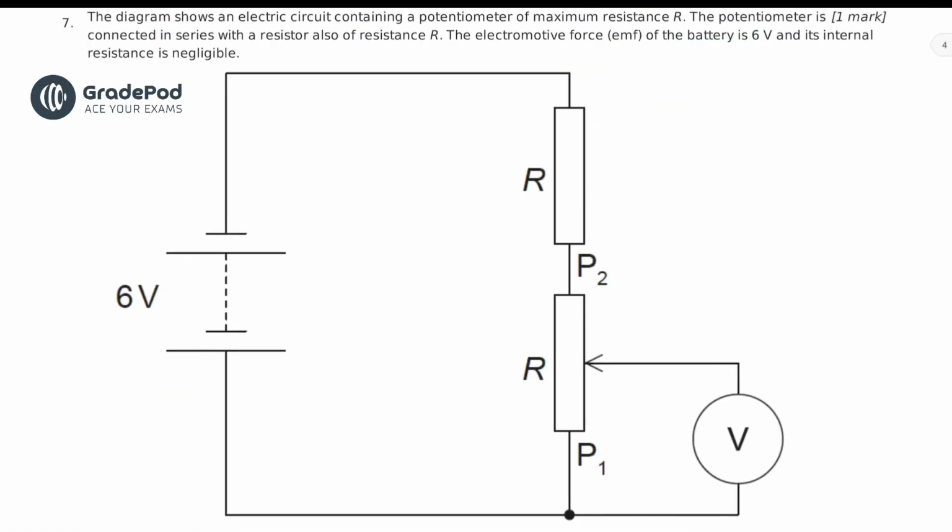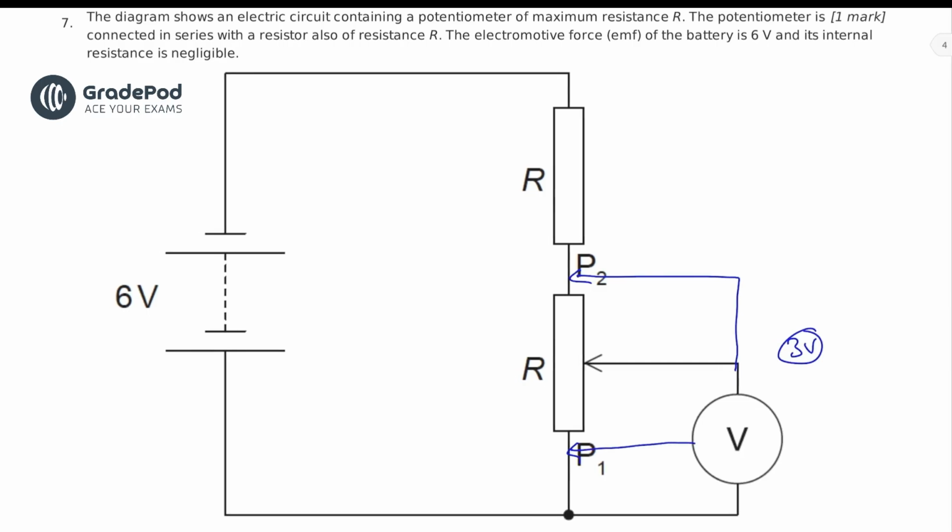The diagram shows an electric circuit containing a potentiometer of maximum resistance R. The potentiometer is connected in series with a resistor, also of resistance R. The electromotive force of the battery is 6 volts and its internal resistance is negligible. So if we had this up here and they were both the same resistance, then the maximum voltage that could be on the voltmeter would be 3 volts. If we had our connection point there, then the voltage would be 0 volts. So the reading we can get on the voltmeter is between 0 to 3 volts. I don't know if that's been useful. Let's have a look.